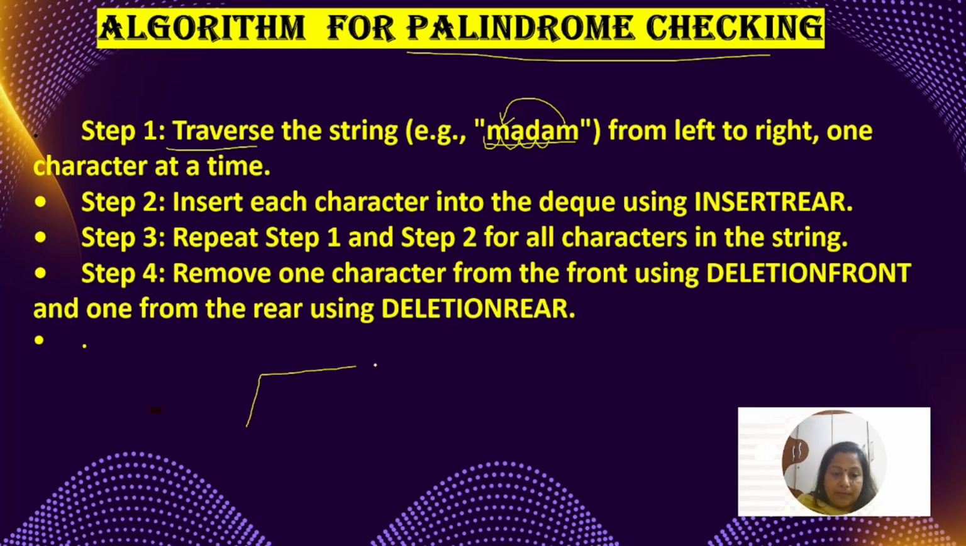Now insert each character into the deck using insert rear. So this is my deck that I am creating, and by using the deck you are going to insert each character using insert rear, which means you are adding everything from the rear only, right? And repeat step 1 and step 2 for all characters in the string. So you are going to use insert rear to put all the elements into the deck. So first, what are you doing?